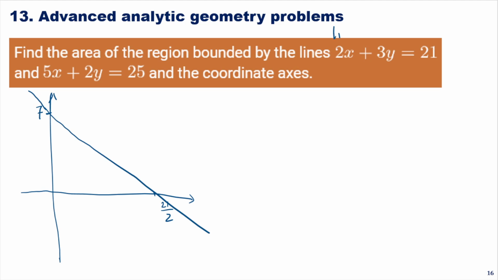So let's call it L1. The second line passes the point 0.25 over 2, which is around here. And then 5, 0, which is somewhere here, right? So this is the line L2. And we're trying to find the area bounded by these two lines and the coordinate axis, which is here.